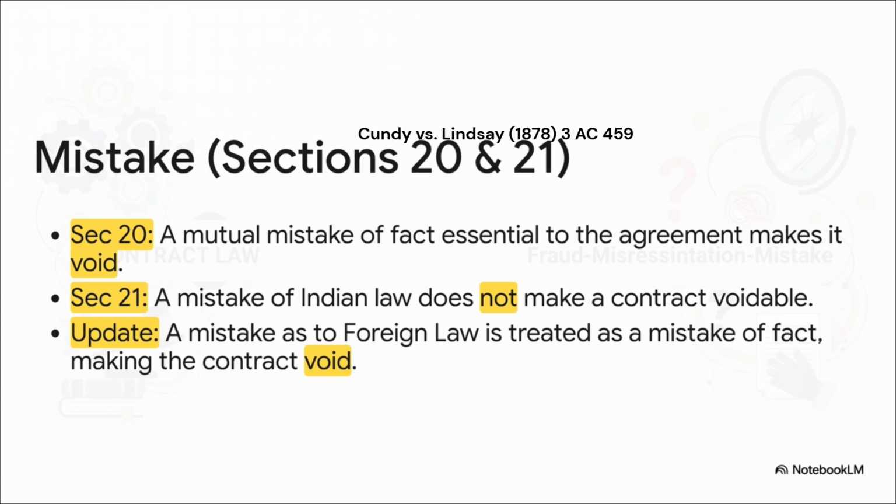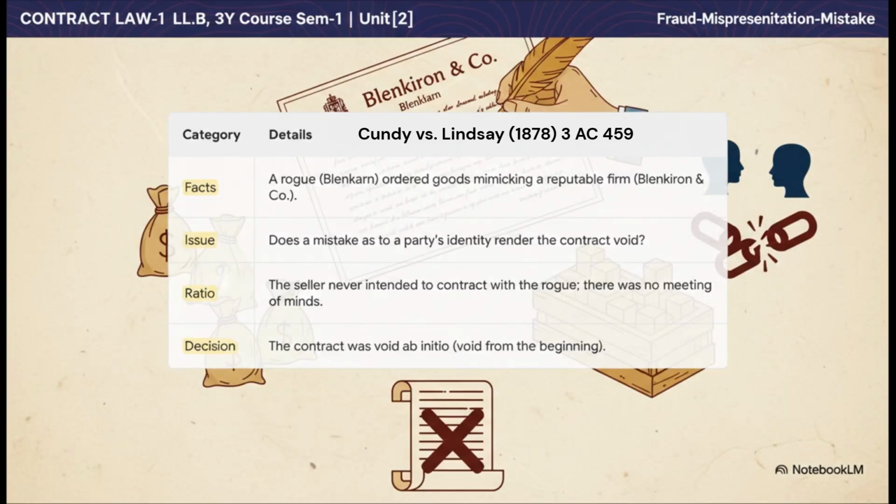It is crucial to note that a mistake of foreign law is treated as a mistake of fact, rendering the agreement void. The case of Kunde v. Lindsay from 1878 provides a classic illustration of mistake. In this case, a rogue named Blenkarn placed an order with Lindsay by imitating the name of a reputable firm, Blenkiron & Co. Lindsay dispatched the goods, believing they were contracting with Blenkiron. The issue was whether a valid contract existed.